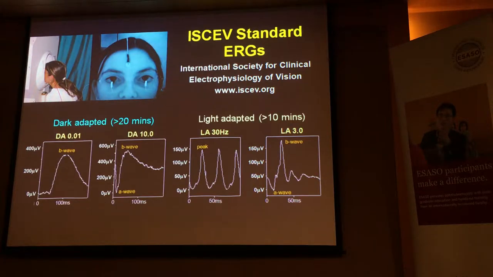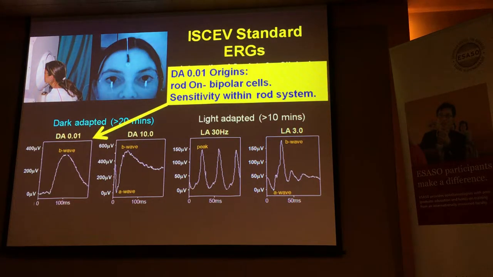That's important. And the first thing we do when we dark adapt the patient, using a relatively dim flash, we get a response known as a B wave. And this arises in the on-bipolar cells of the rod system. So the stimulus intensity or strength, which is what these numbers reflect, is simply measured in millicandela seconds per meter squared. It doesn't matter what the unit is. The smaller the number, the more dim the flash. The larger the number, the brighter the flash. And that's all that's important.